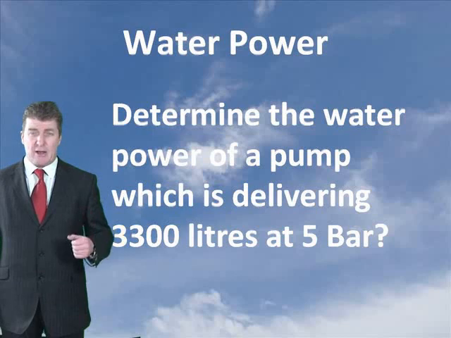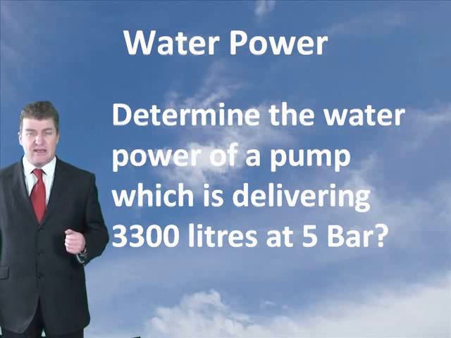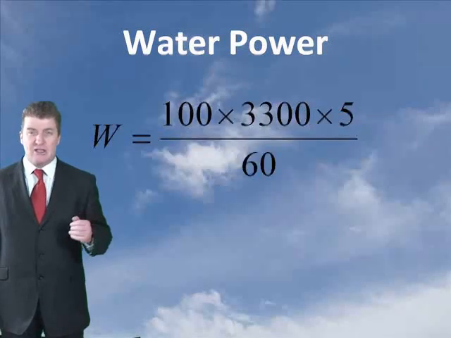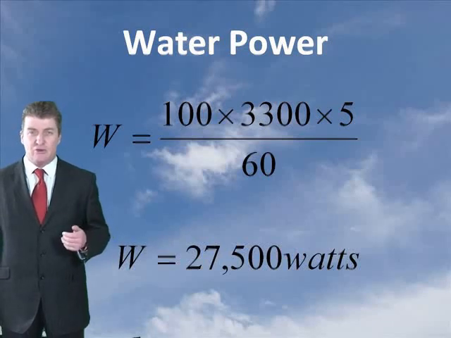Let's do some examples using these formulas then. I want you to determine the water power of a pump which is delivering 3,300 litres at 5 bar pressure. If you put these in the formula, as you can see here, that comes out at 27,500 watts.